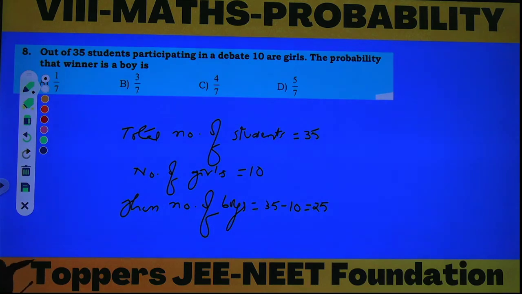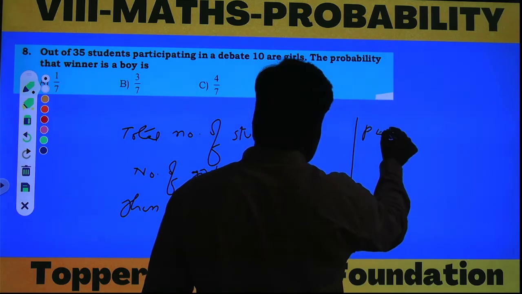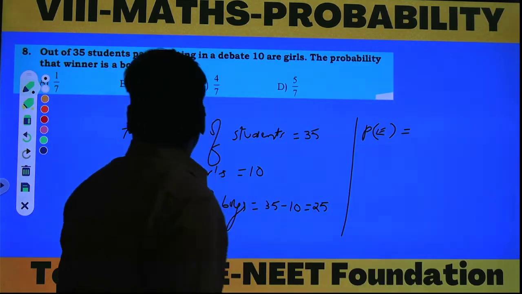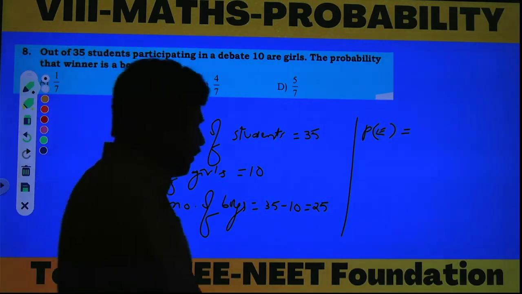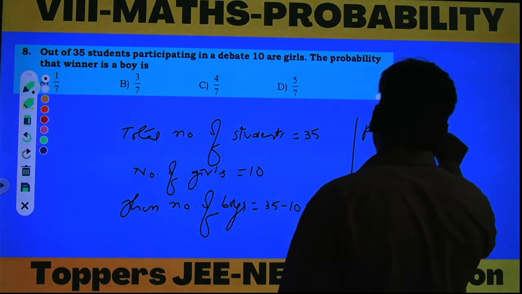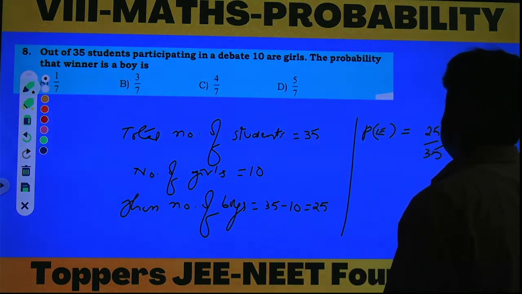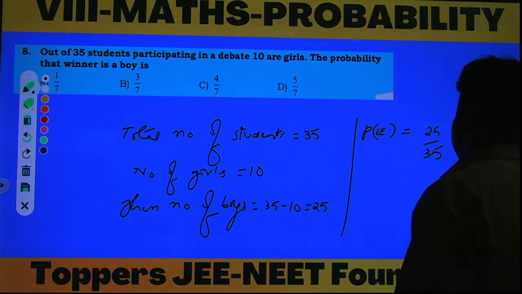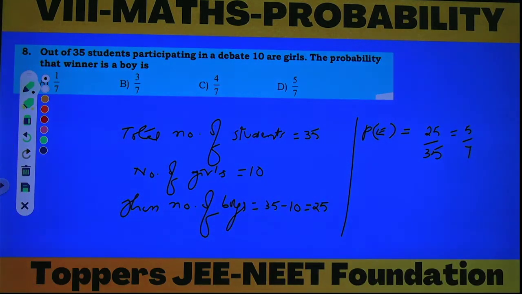Then the probability that the winner is a boy: let P of E be the probability that the winner is a boy. From these 25 boys anyone can win, means these 25 are favorable outcomes and total number of outcomes is 35, means 25 by 35. Here 5 is the common factor for both numerator and denominator, 5 5s are 25 and 5 7s are 35. 5 by 7 is the correct answer. Option D is the correct answer.